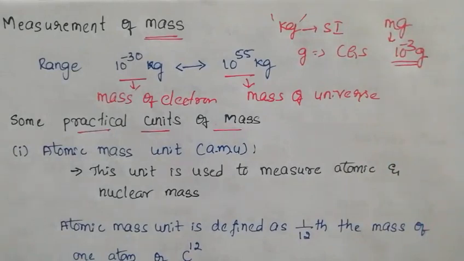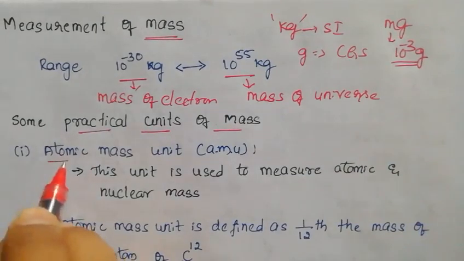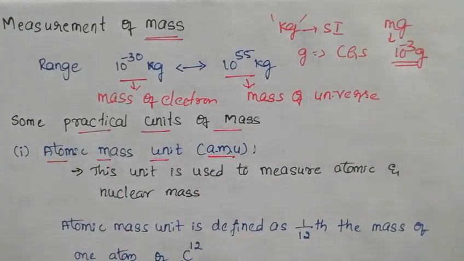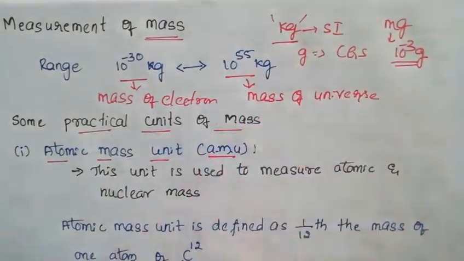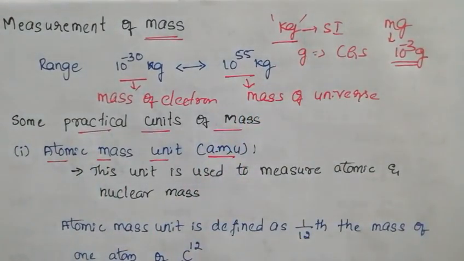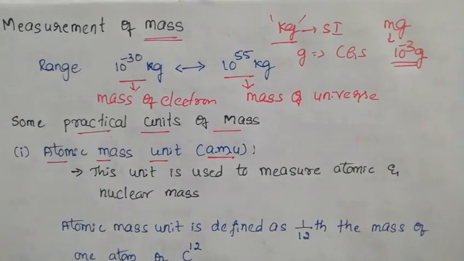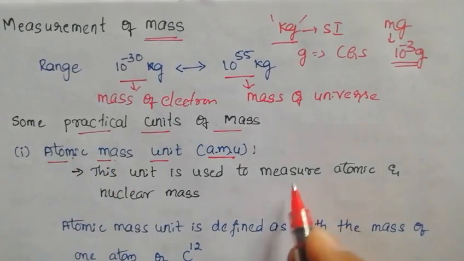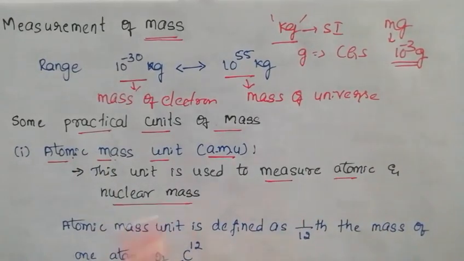Then some practical units are there. One is the atomic mass unit, what we call AMU. Sir, why do we need this? Why can't we use kg here? Kg becomes inconvenient because these masses are very small, especially in nuclear physics. If you are measuring the mass of the nucleus, electron, proton, all those things, it becomes inconvenient. So we use other units. One is the atomic mass unit, used to measure atomic and nuclear masses.